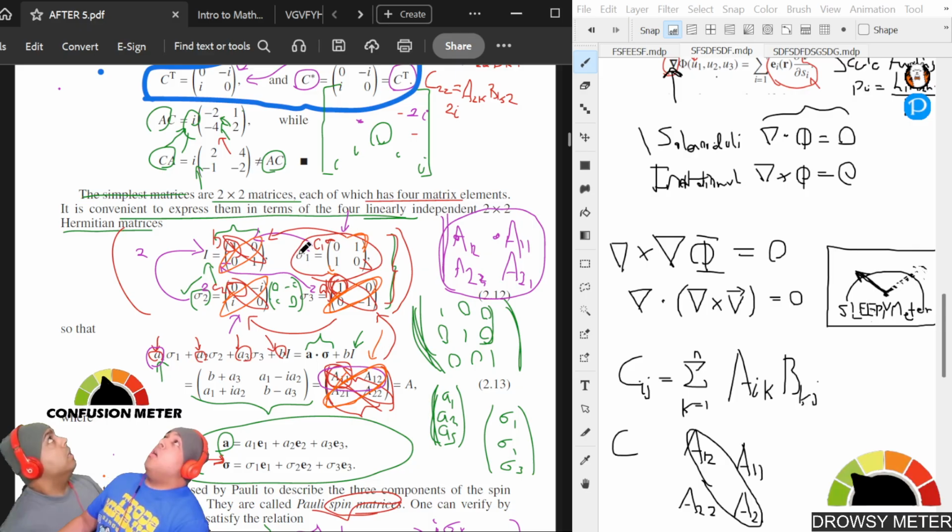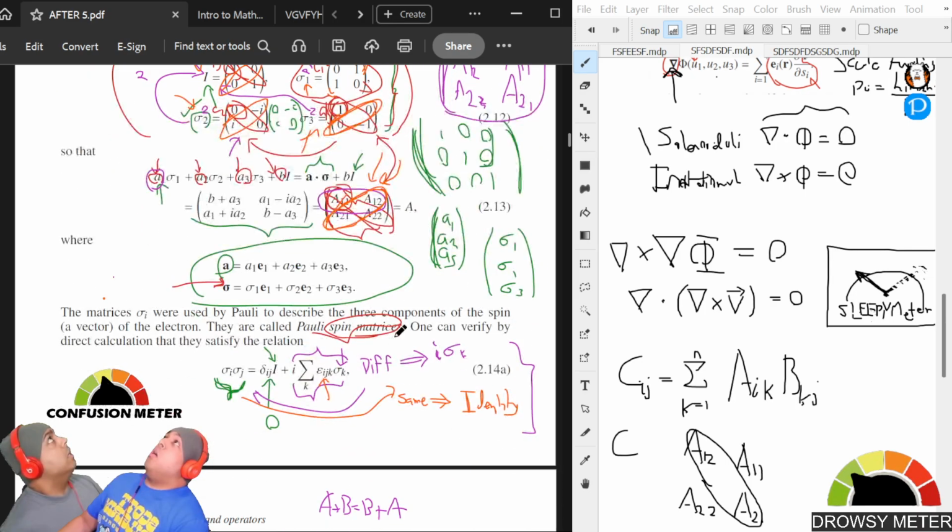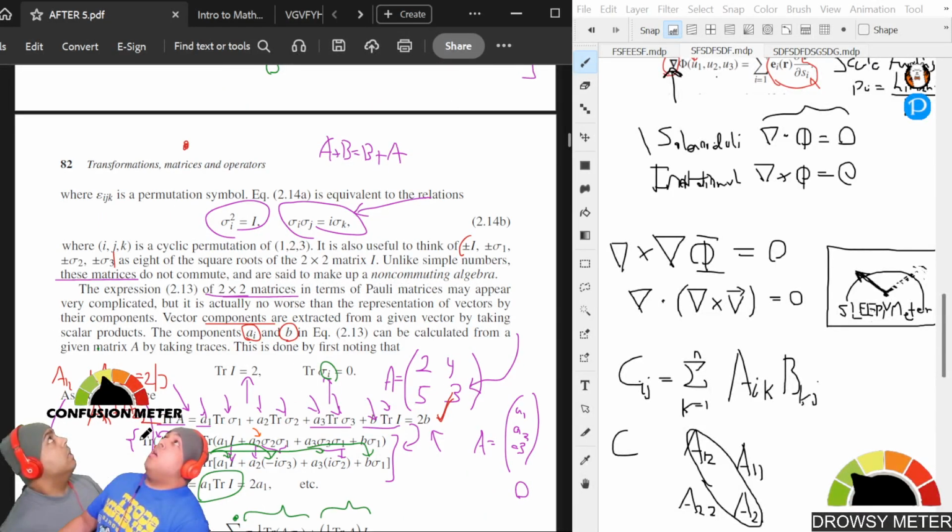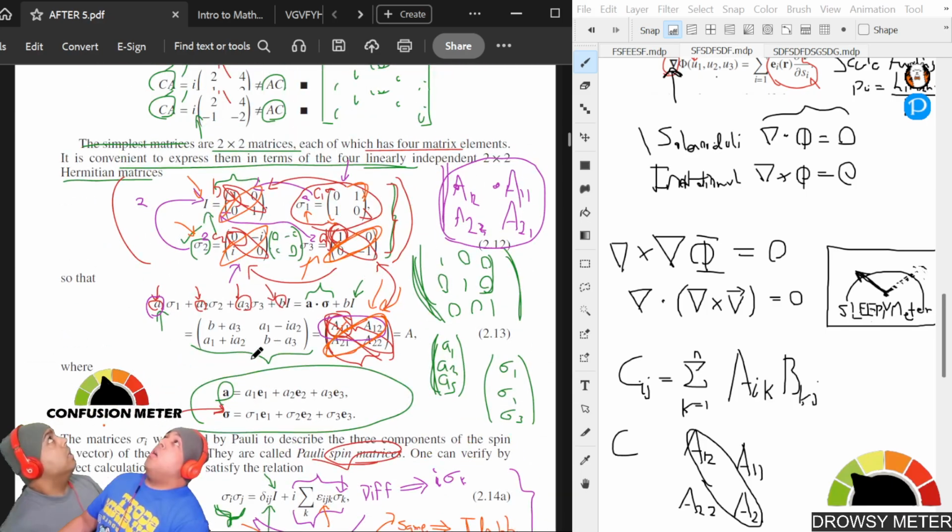So if we apply this to these guys here, they will also rotate. And then if we find the trace of the rotated stuff, we will find the trace of this rotated. So the trace of A01 is the trace of A1.